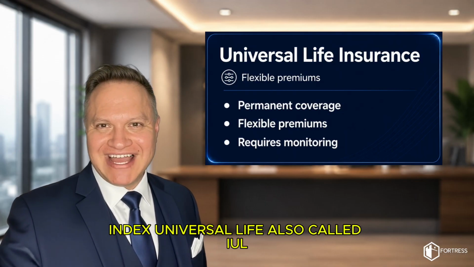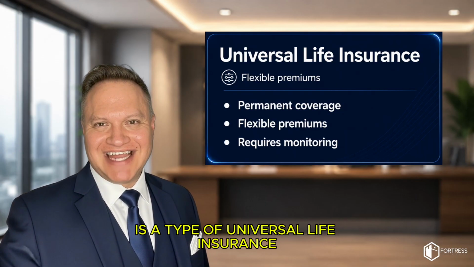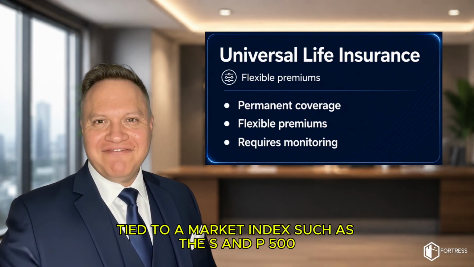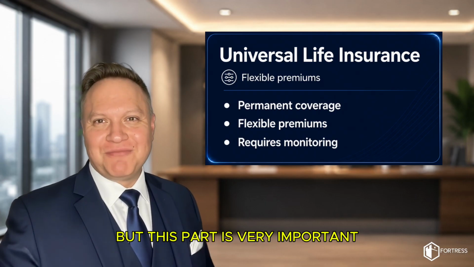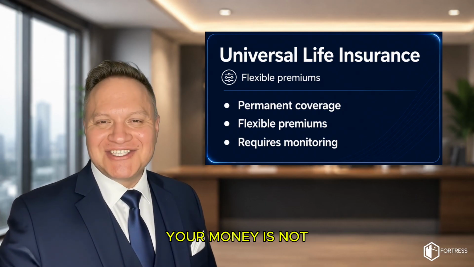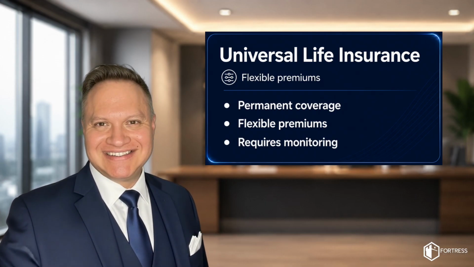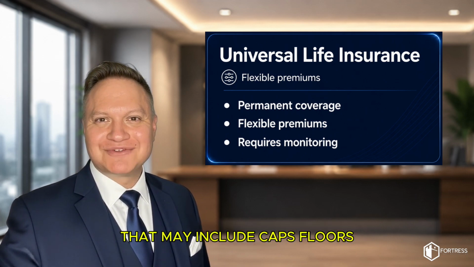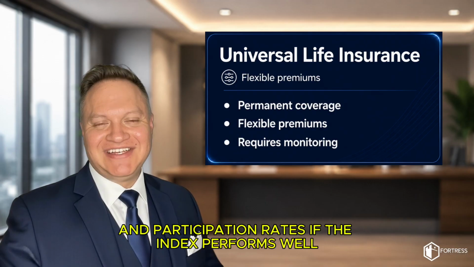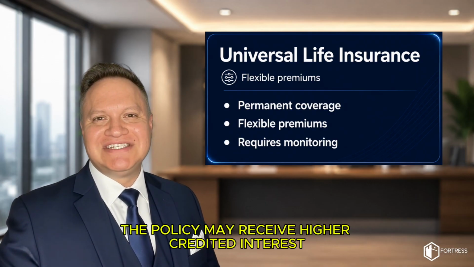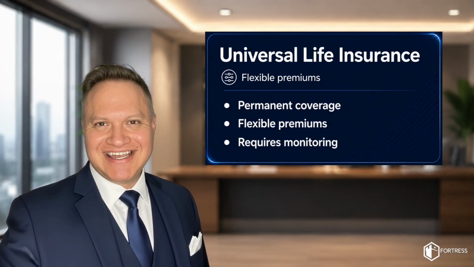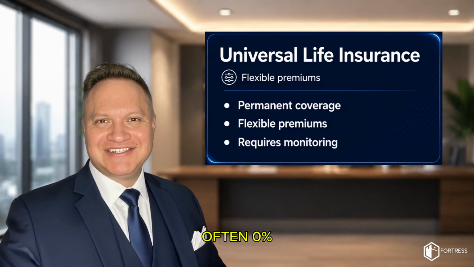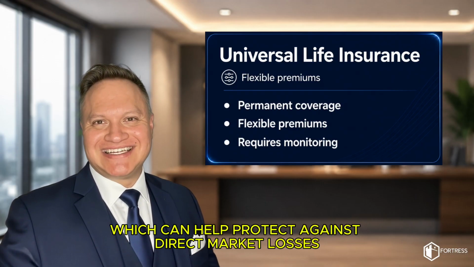Indexed universal life, also called IUL, is a type of universal life insurance tied to a market index such as the S&P 500. But this part is very important. Your money is not directly invested in the stock market. Instead, the policy uses index crediting strategies that may include caps, floors, and participation rates. If the index performs well, the policy may receive higher credited interest. If the market goes down, many IUL policies include a floor, often 0%, which can help protect against direct market losses.